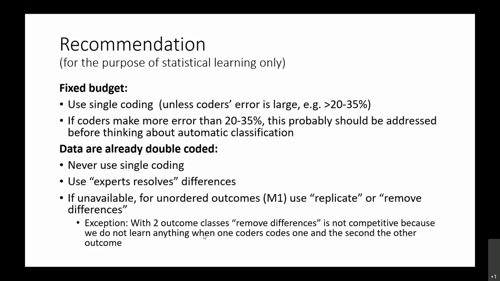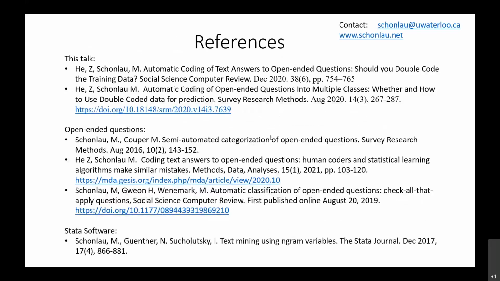Okay, so here we have some references. The paper is based on the first two talks, and the minor exception here would be in this first paper, and the general case of more than 2 outcome classes is here in the second paper. And there's some other papers. Here is more information of how to do the n-gram variables.